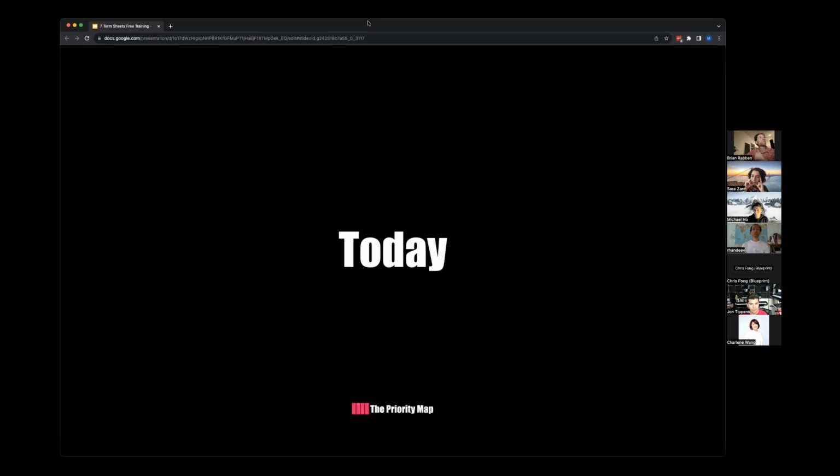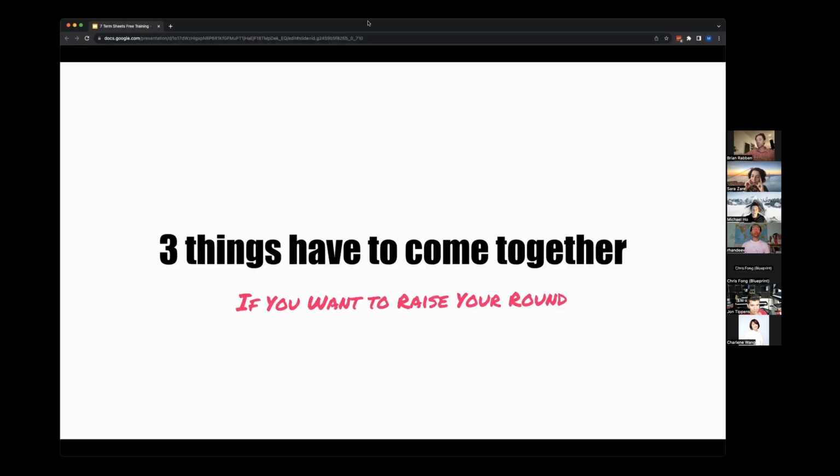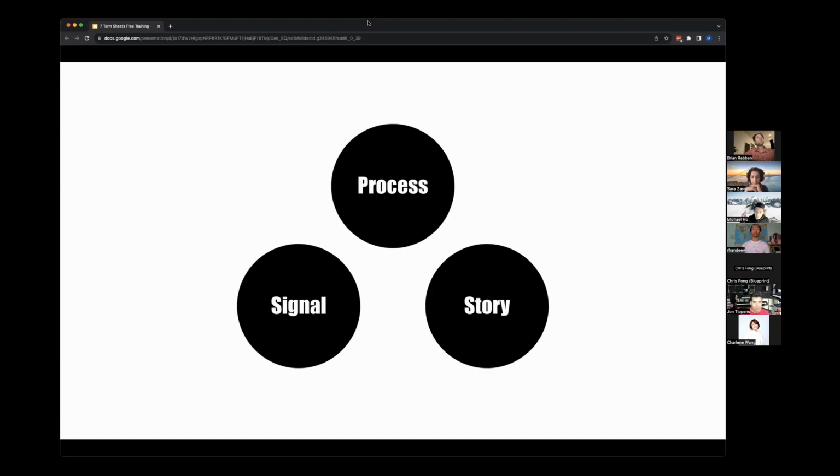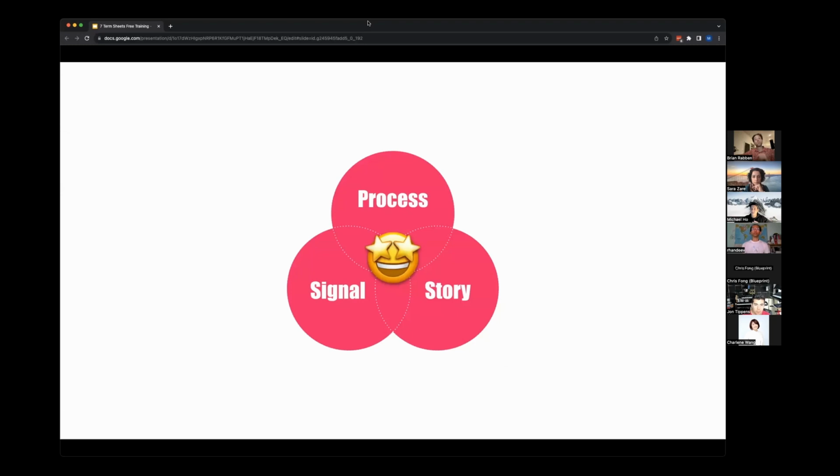So today we're going to talk about the 3 things that have to come together if you want to raise your round. Those 3 things are process, running the right process, telling the right story, and backing it all up with the right signal. But it's not really about these things being separate. They all have to come together if you want to raise your round.